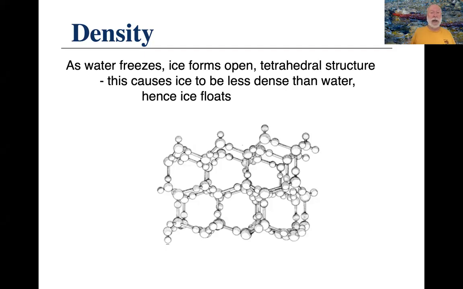And so as a consequence, in winter, we get ice floating on the surface of lakes and on the surface of streams, and it doesn't form on the bottom. And you could think about the ecological consequence if ice sank rather than floated. We would be dealing with quite a different situation. So that's an unusual feature. It's something that is unique to water.